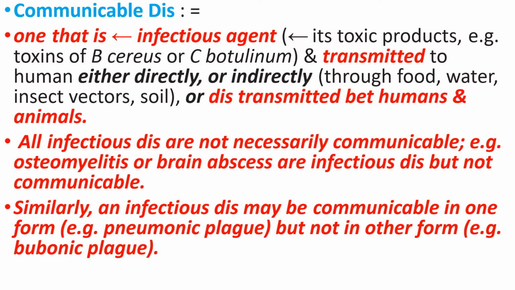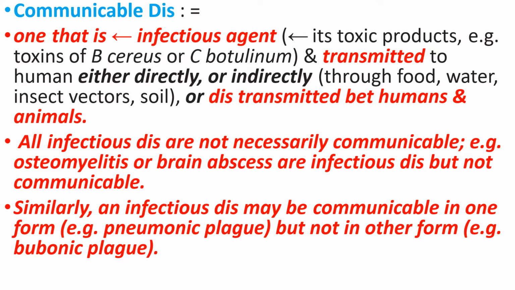Communicable disease is one that is due to an infectious agent or its toxic products, as toxins of Clostridium botulinum, and transmitted to humans either directly or indirectly. Indirectly means through food, water, insect vectors, and so on, or disease transmitted between humans and animals.